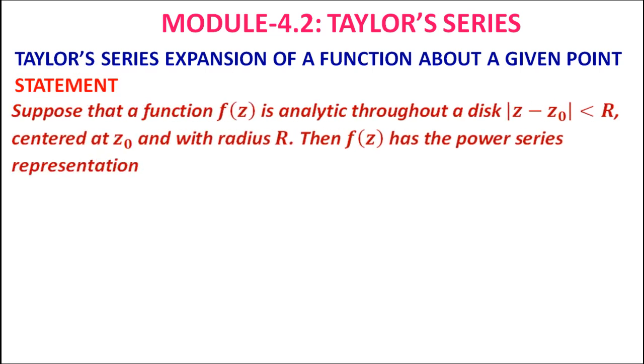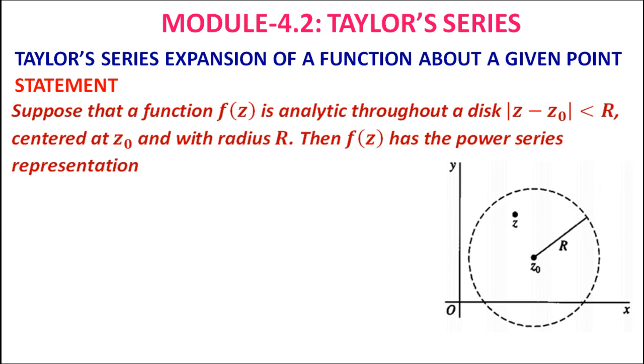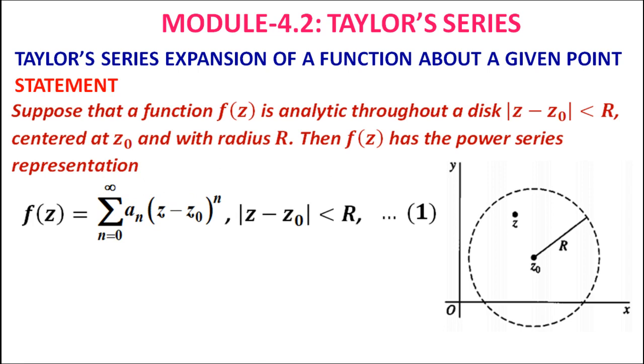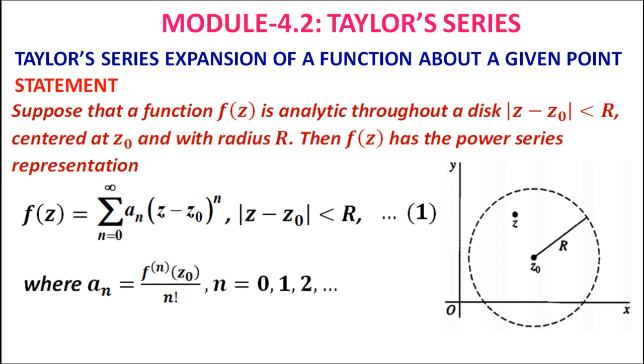Suppose that a function f of z is analytic throughout a disk, mod of z minus z naught is less than capital R, centered at z naught with radius capital R. Then f of z has the power series representation f of z is equal to summation of a_n times (z minus z naught) to the power of n, where the summation runs from 0 to infinity, defined over the disk mod of z minus z naught is less than R, where a_n is defined as the nth derivative of f at z naught divided by n factorial, where n runs from 0, 1 and so on. That is, the series 1 converges to f of z when z lies in the above stated open disk.